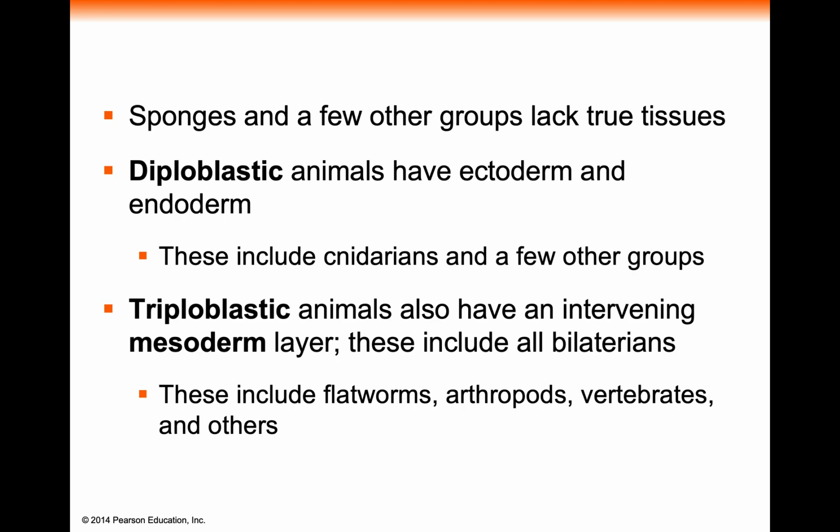Diploblastic animals have an ectoderm and an endoderm. These include the cnidarians and a few other groups. Cnidarians are your jellyfish and your sea anemones. So they fold in, they form a blastula, they form a gastrula, and then they get off the animal train. That's as far as they go developing as animals go. And these guys are all considered the radiolarians. In other words, they have radial symmetry.